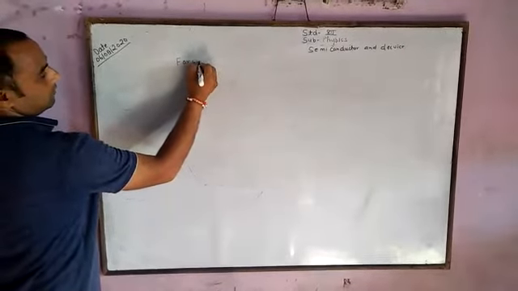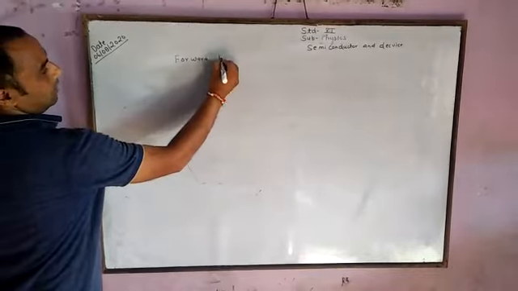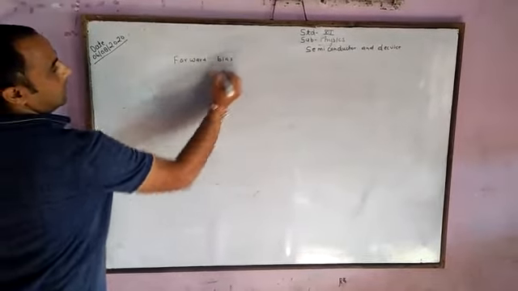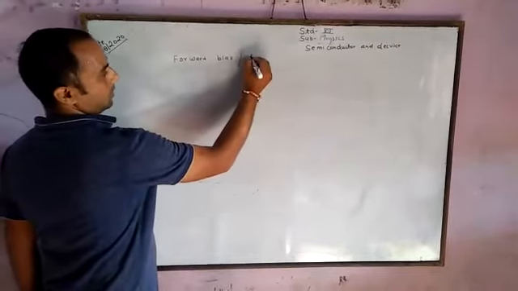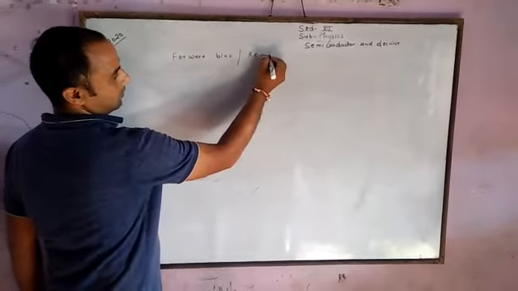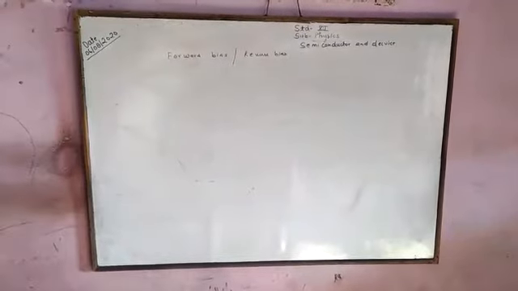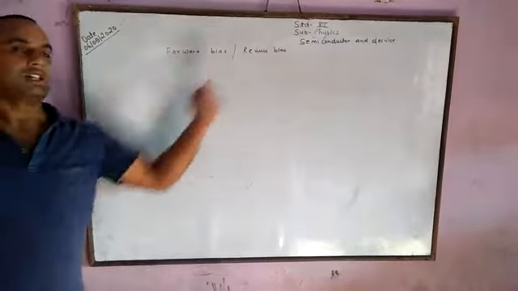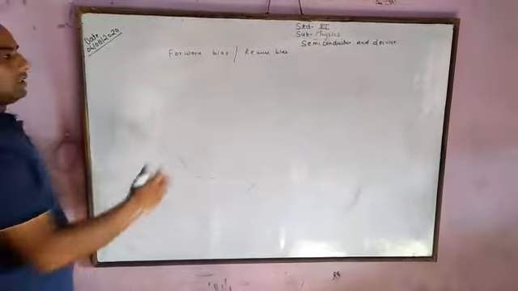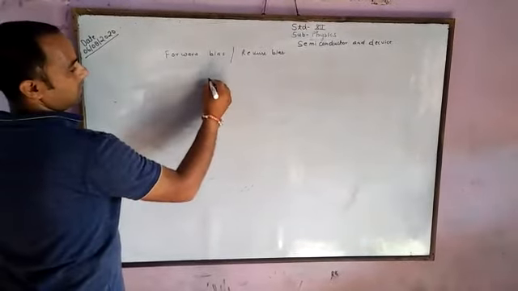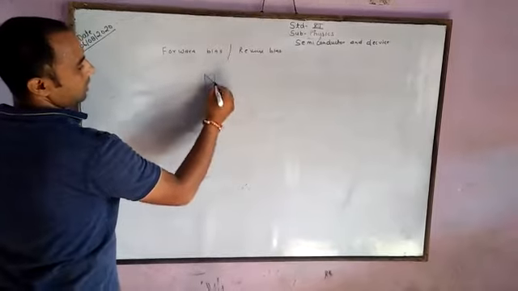Forward bias and reverse bias. So now we can understand what is the forward bias and what is the reverse bias. This is the symbol of a PN junction diode.